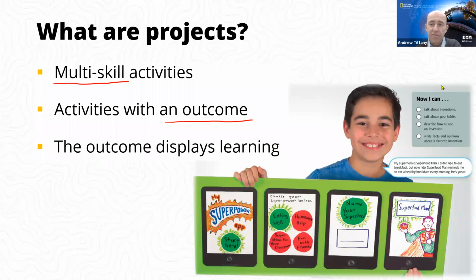And that outcome displays some kind of learning. So as you can see here in this particular photo, which comes from the Our World program, on the right-hand side here on the page, it says, now I can. And by completing this particular project, the student is showing that they can do these different things by talking about inventions and describing inventions and talking about favorites and things. Now they're doing it through talking about superheroes and superpowers, but they're using the same kind of grammar and language that we would need for these other areas as well.